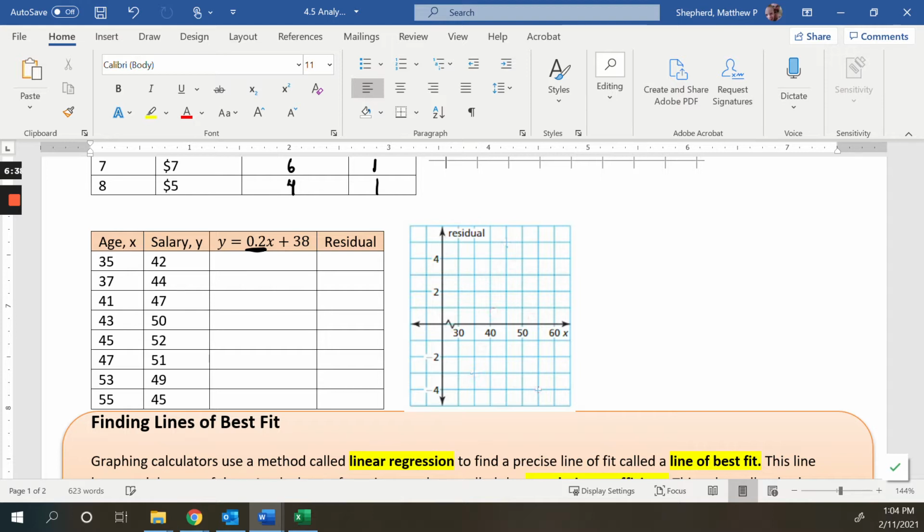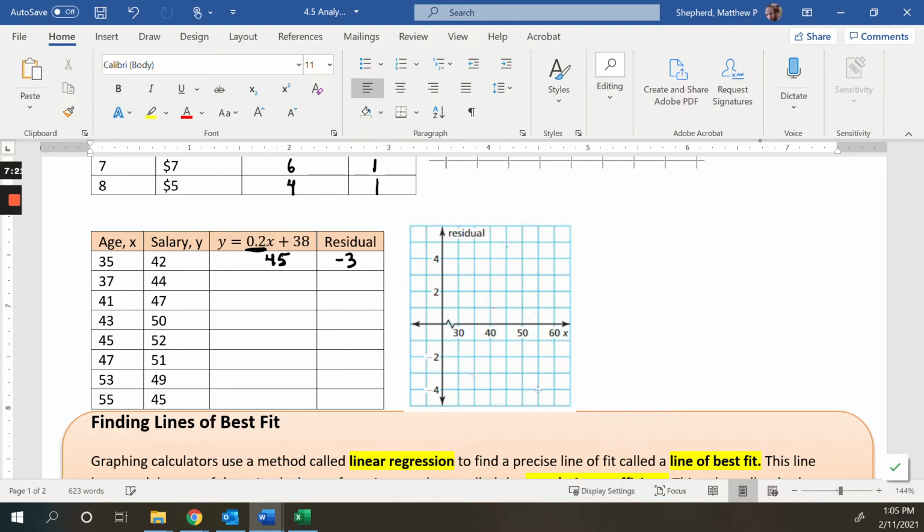So let's go ahead and find our residuals, see if this actually is a good predictor of how your salary is going to increase and how we could predict people's salaries based off of their ages. All right, so first at age 35, so we need to do 35 times 0.2, which should be about a 7, and a 7 plus 38 is going to become 45, and then the 42 minus 45 is going to be -3. All right, so I'm going to quickly pause the video and get the rest of this filled in.